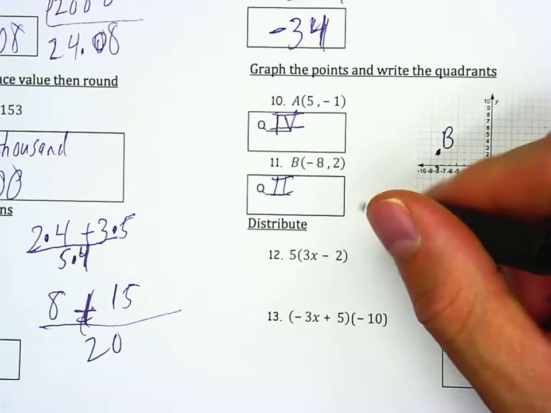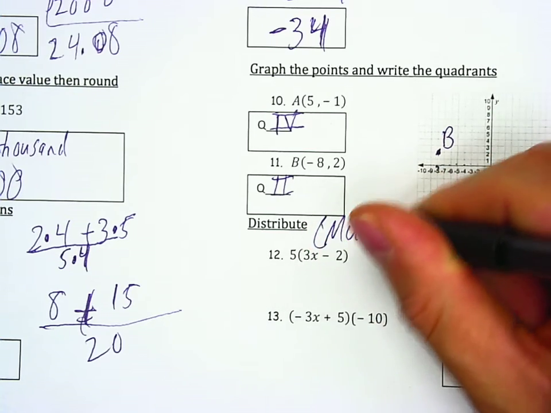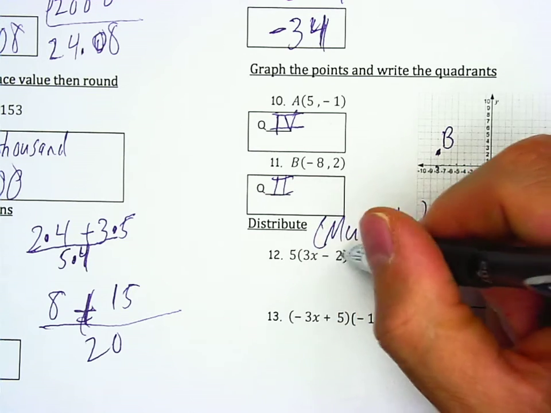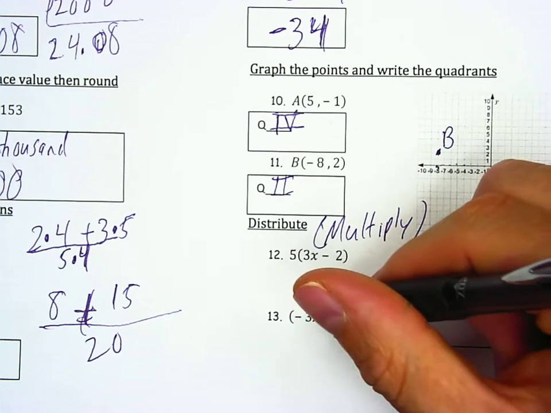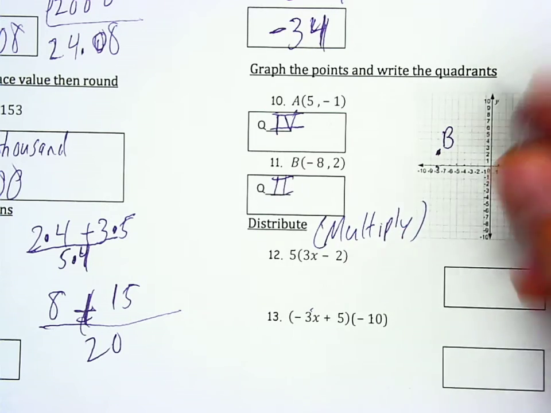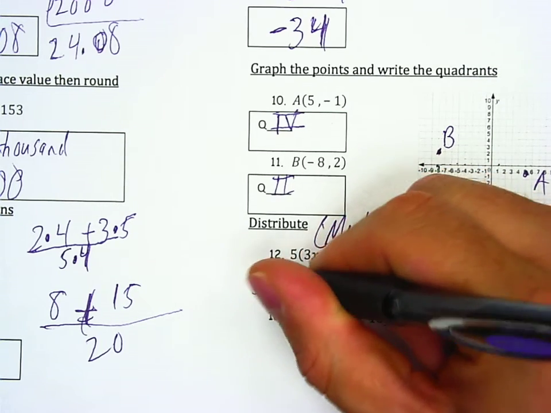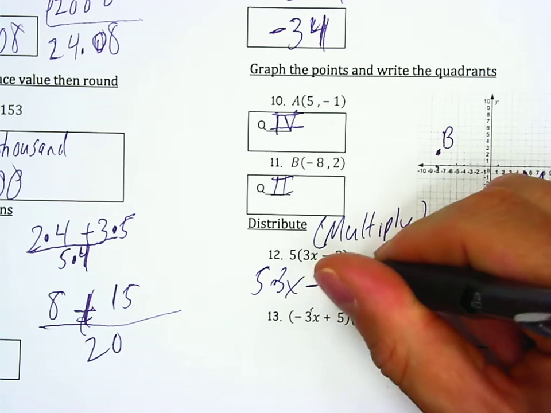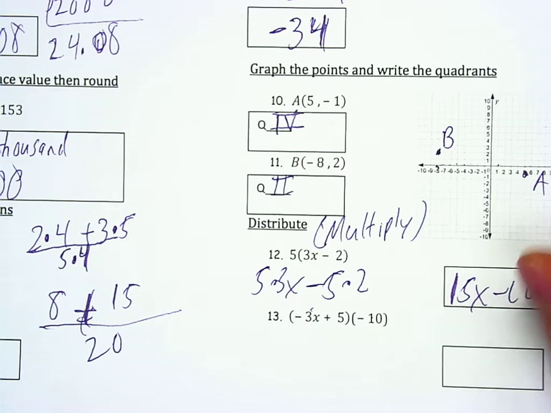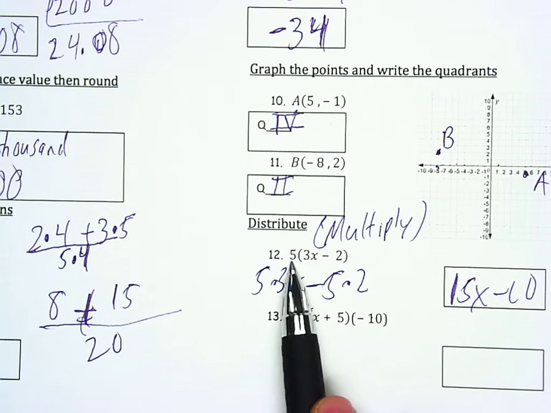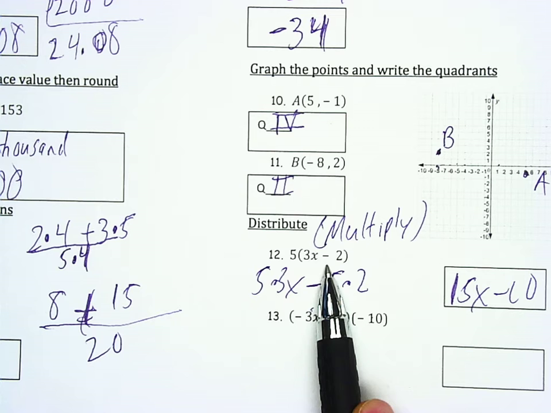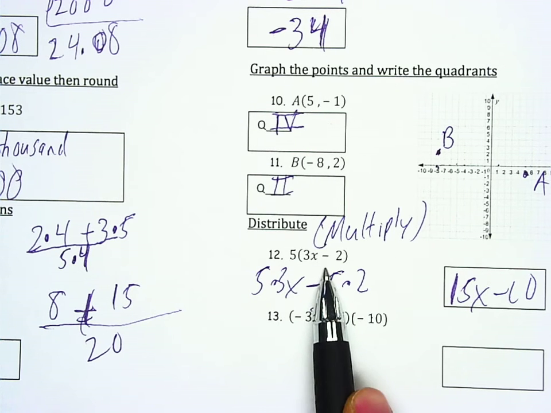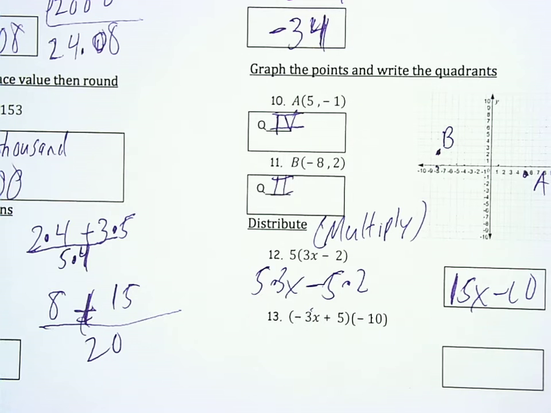All right, question 12 and 13. Distribute means to multiply. It is a synonym for multiply. So I'm asking you to multiply the 5 by the 3x and the 2, or the negative 10 by the negative 3x and the 5 for that second question. So I'm going to take 5 times 3x. So that's 15x. And then minus 5 times 2, minus 10. Now that's minus 5 times 2, not because the 5 is negative, but because there's a minus separating the x and the 2 here. It has nothing to do with the 5 being negative. It only has to do with that being a minus between the x and the 2.